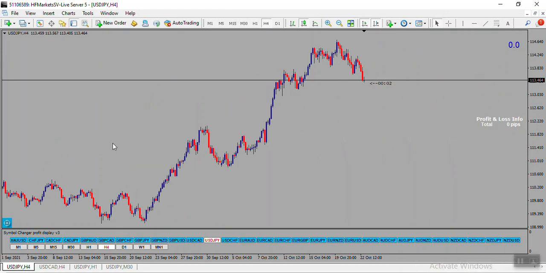So I will start by looking at the 4-hour time frame for this week, the week we just entered. On the 4-hour time frame I'll be looking at GBPNZD.